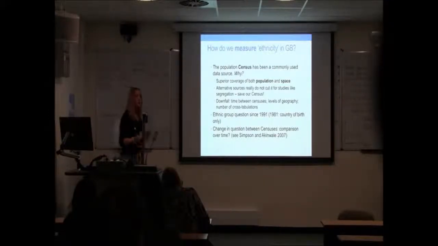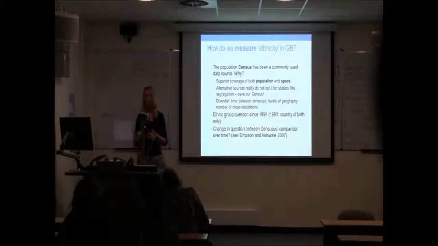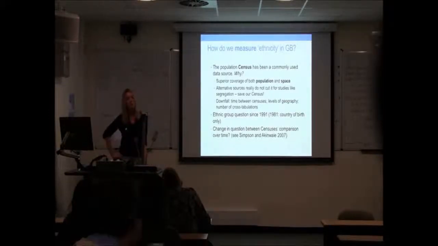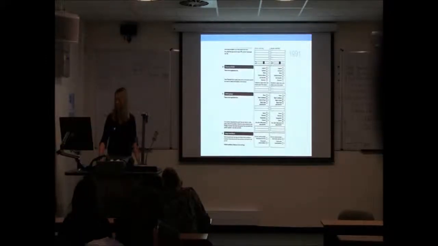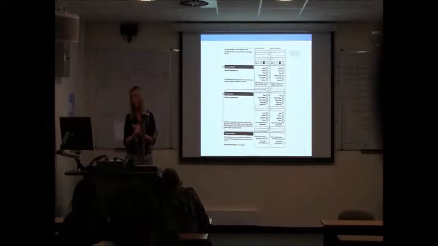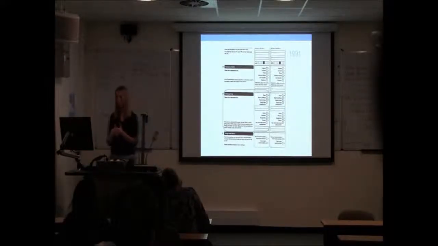Okay, so we've had an ethnic group question since 1991. Before that, people interested in these questions used country of birth data. There has been a change in question between the censuses, which leads to an issue of comparability over time. Okay, so in 1991, this is an extract from the census household form, and that's the ethnic group question, and the respondent is asked to tick the appropriate box. As you can see, there are very few categories there, just several tick boxes, two options to write in, black other or other ethnic group.